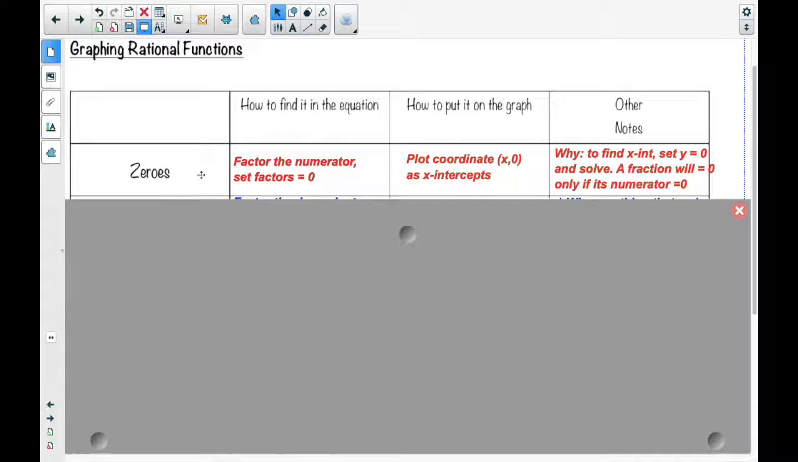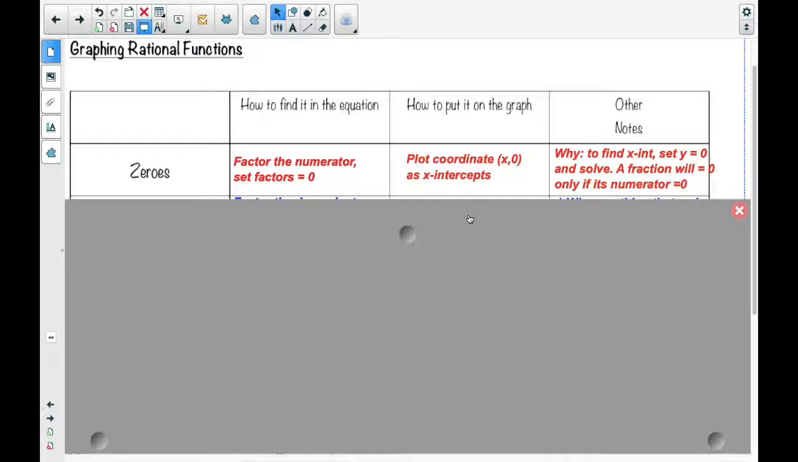So, starting with the zeros, I feel like that's the most important thing. Starting with the zeros, what we do is we look at the numerator. If it's not factored, we factor it, and then we set those numerators equal to 0. Those give you the X-intercepts. So once you find them, you just plot them on the X-intercept.